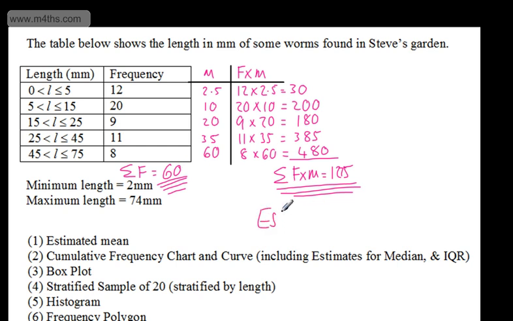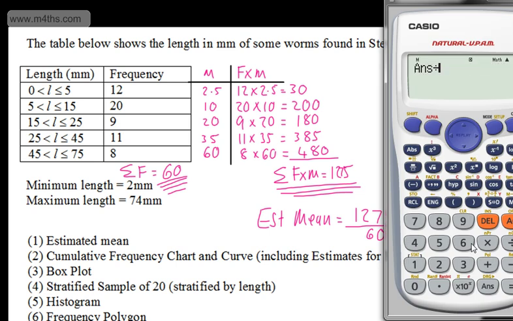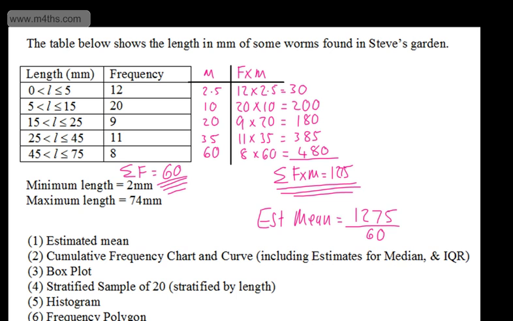So our estimated mean, and we can jot this down, will be equal to 1275 divided by 60. And this will give me an average length now of the mean value of the length of each of these worms. So let's divide this by 60, and that's going to give me now 85 over 4, or 21.25. So we can say this is 21.25, and that will be millimetres.